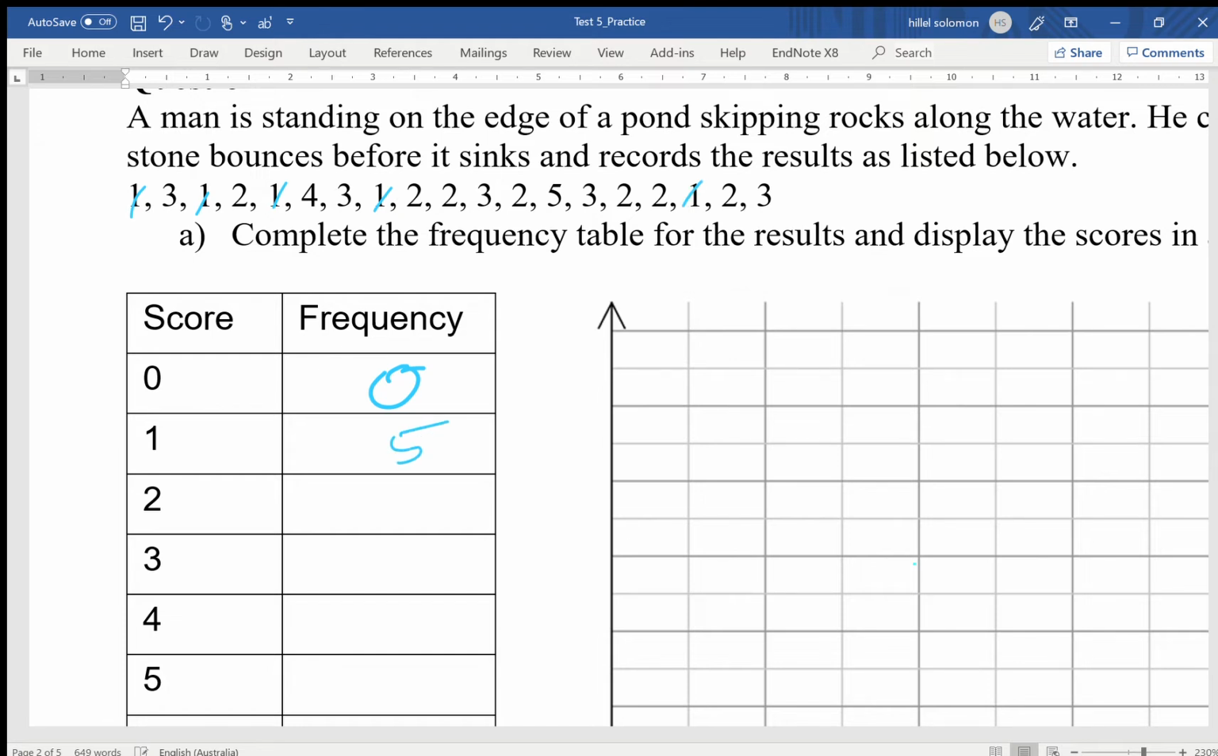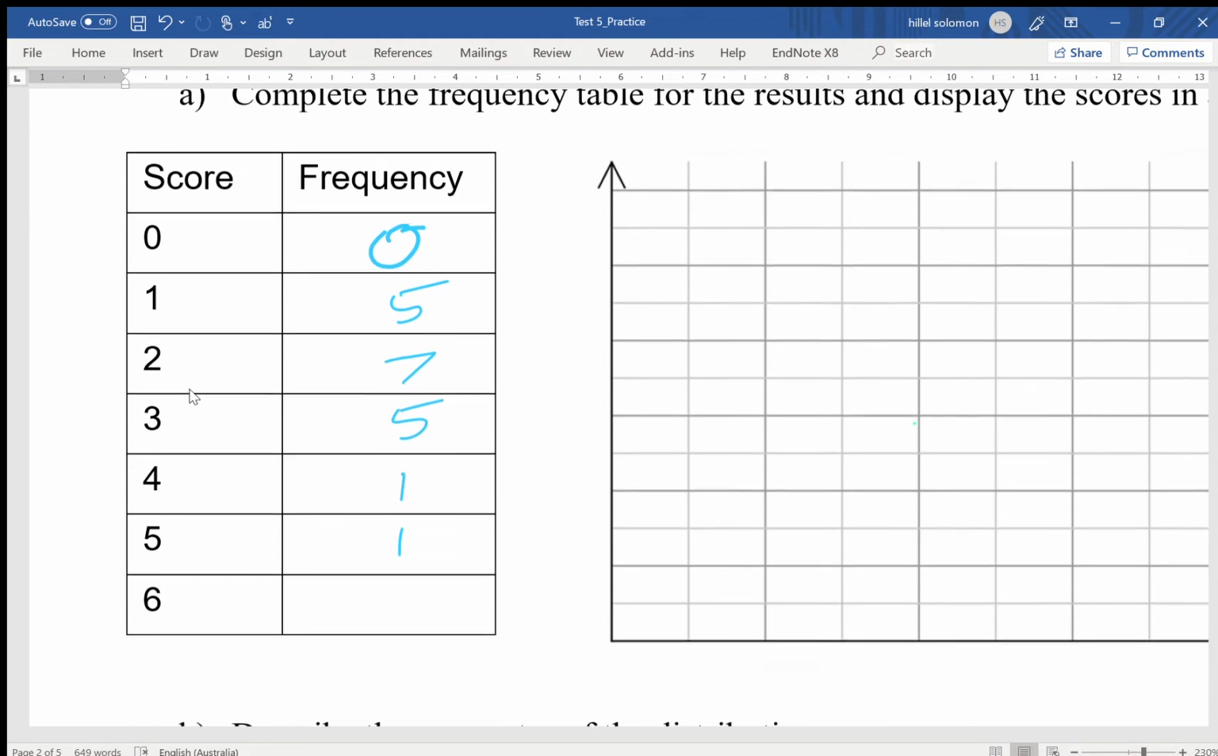What about a score of 2? 1, 2, 3, 4, 5, 6, 7. And what about a score of 3? 1, 2, 3, 4, 5. There's one score of 4, and there's one score of 5, and there are 0 scores of 6.